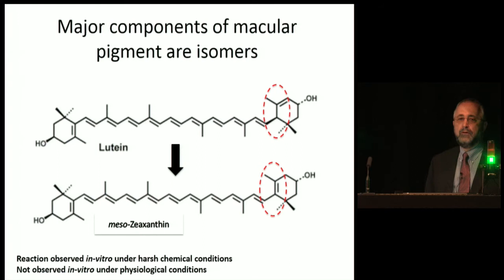These are relatively common in nature, and this would actually be stereochemically favored, because it puts this into the conjugation here. And that's why it's so easy to do this under harsh chemical conditions. But this type of reaction has never been observed yet under physiological conditions outside of a living animal. So what do we know?